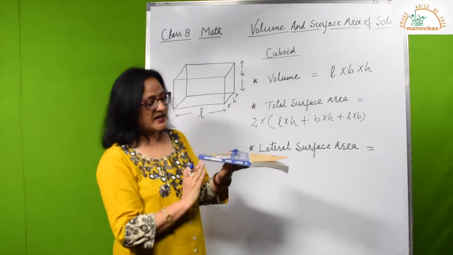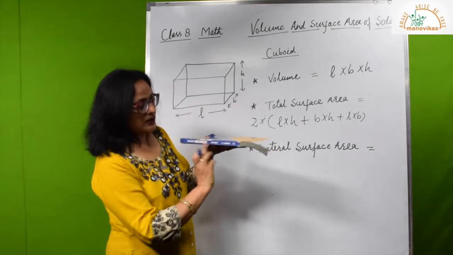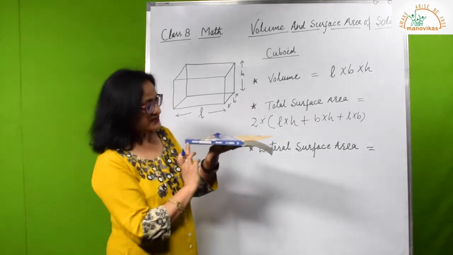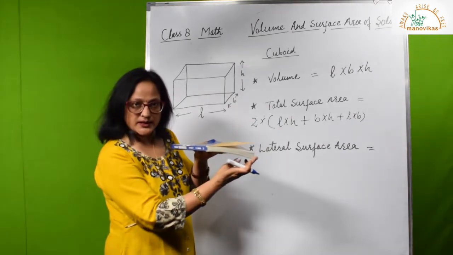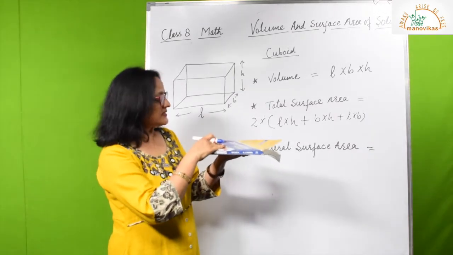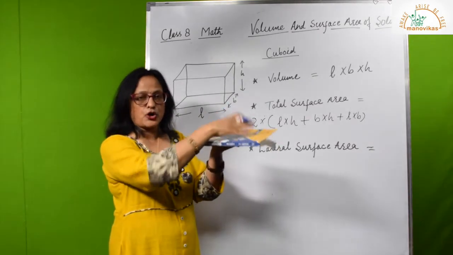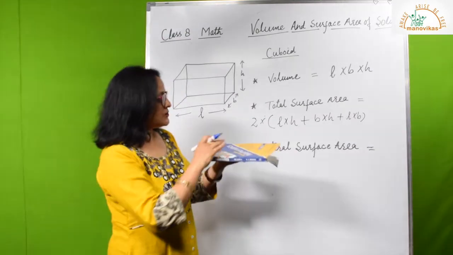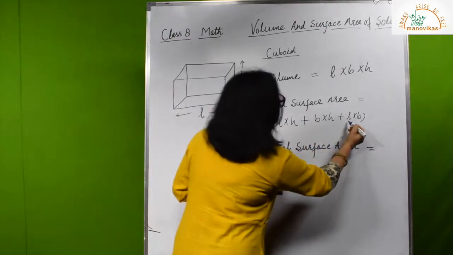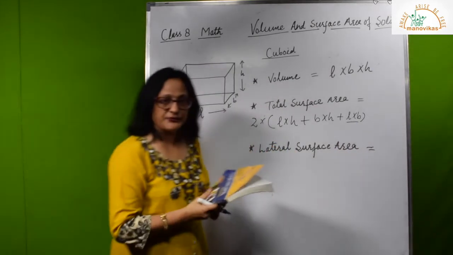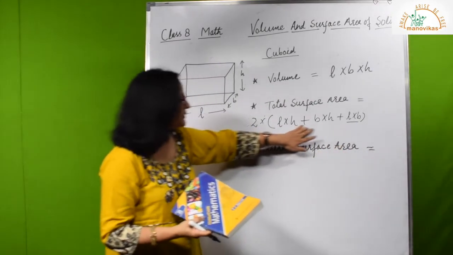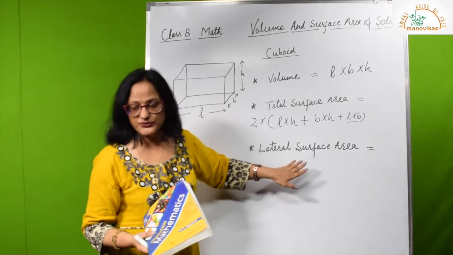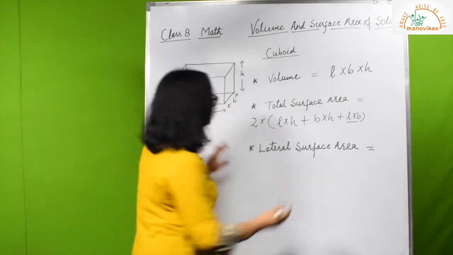Lateral surface areas are the areas along the side of the cuboid, which means length and breadth only. So in this lateral surface area, we will exclude the top and bottom area of the cuboid. The top and bottom area is length into breadth. If you exclude length into breadth from the total surface area, you will get the lateral surface area of the cuboid. So we can write the formula.